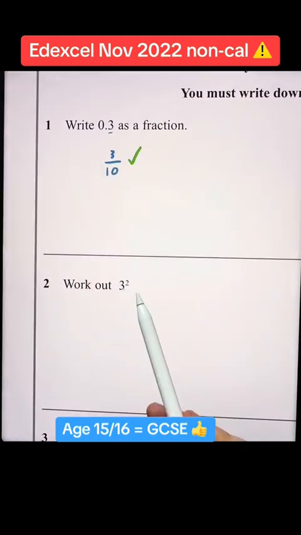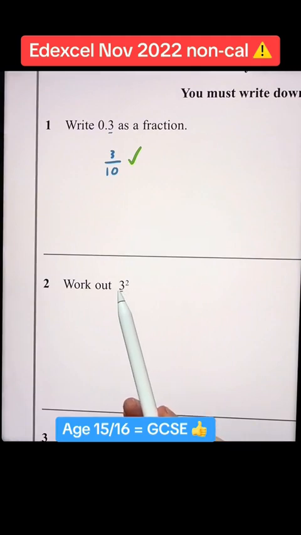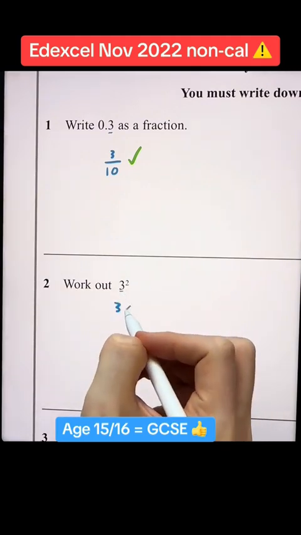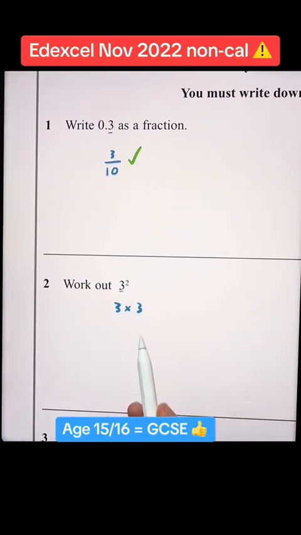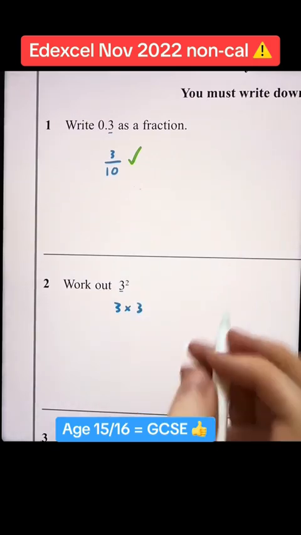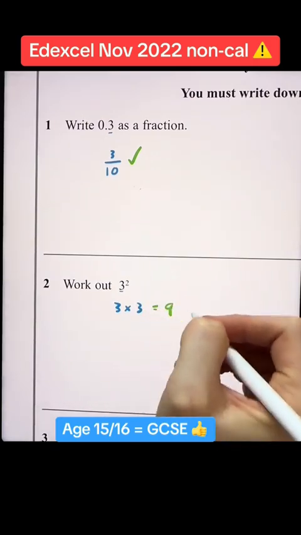Work out 3 squared. The power represents how many times you're adding the base. So 3 squared means 3 multiplied by itself, i.e. 3 times 3, and 3 times 3 gives us 9.